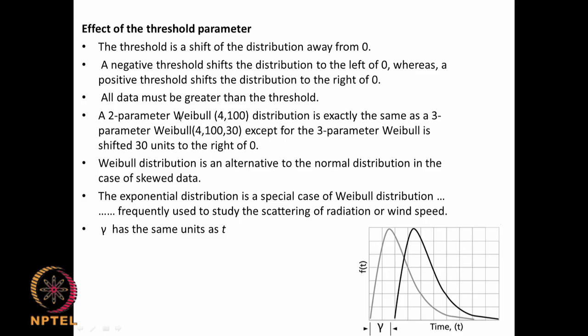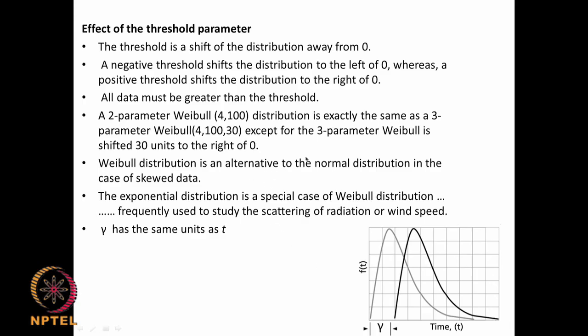Okay. So, a 2 parameter Weibull distribution of say 400 is exactly the same as a 3 parameter Weibull distribution of 400 with 30, except the whole thing has been shifted by 30 units to the right of 0. So, if this is 10, 20, 30, a 2 parameter 400 is the same as a 3 parameter 430, but the only thing is the graph will look like this.